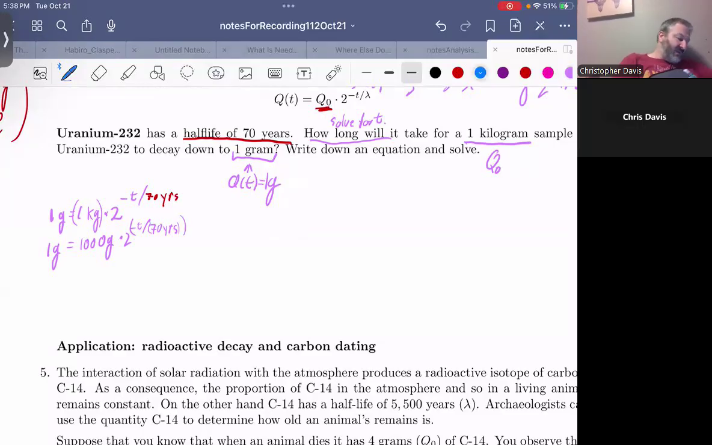Now, a common mistake is you might think that that 1,000 is also multiplied by that 2 and then raised to the power. That's not how order of operations goes, though. So you start with an input of t, then you make it negative, then you divide by 70. Then you put all that in the exponent of the 2, then you multiply by 1,000 grams. So the 1,000 isn't inside those parentheses, but that also tells you what you need to undo first. I want to solve this for t. Let's divide by those 1,000 grams.